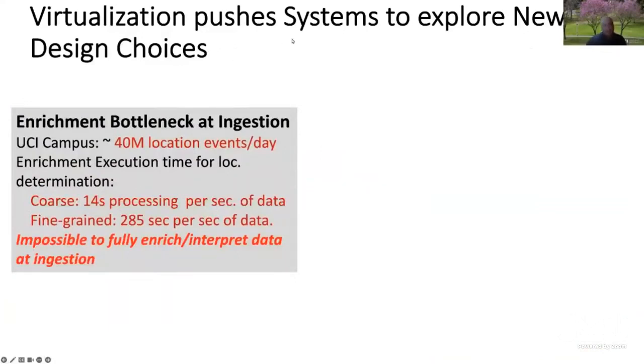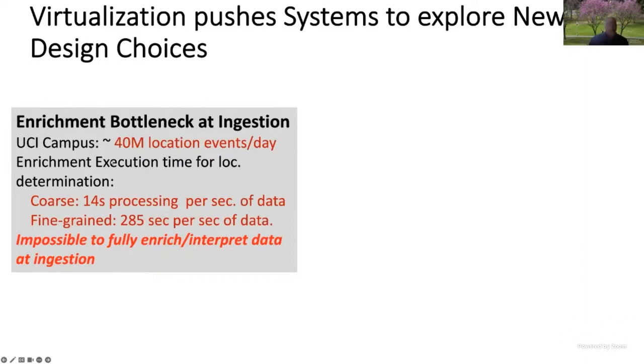The benefits of virtualization do come with a certain amount of new design choices and certain complexities. First, there is a complexity in that the enrichment that has to be done on the data cannot necessarily be done at the ingestion time itself.